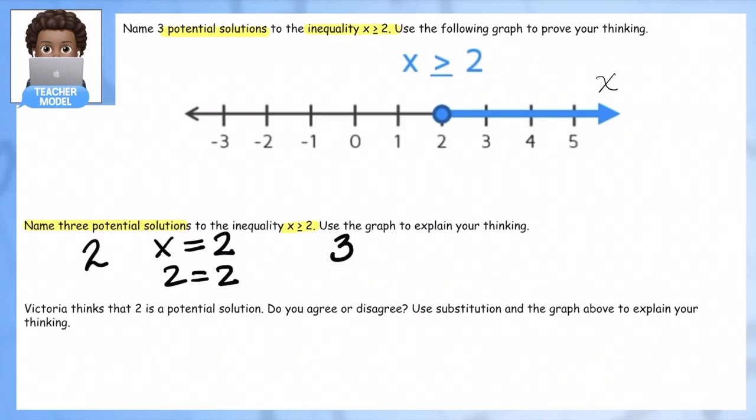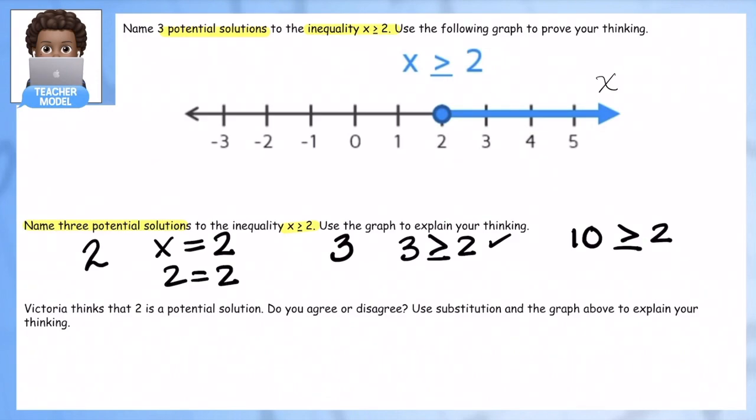I could also use another number. Again, I'm using any numbers on the right side of 2. So I can use 3. 3 is greater than or equal to 2. That's a true statement. And I'll use 10, even a number that's not even on this number line. 10 is greater than or equal to 2. Absolutely, it's all the way over here on the number line, so these work.